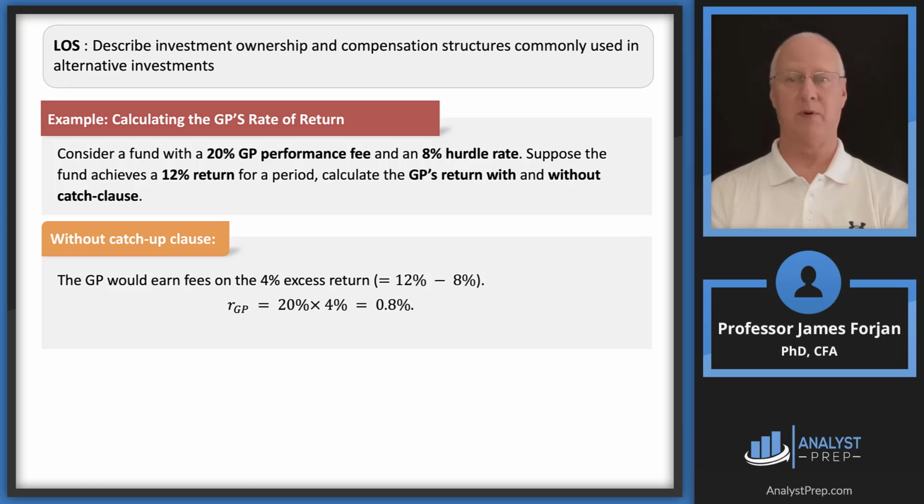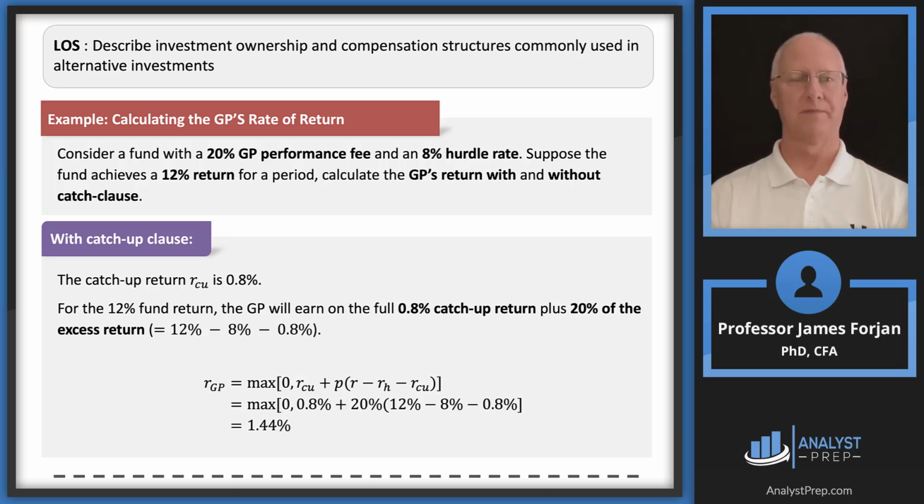Let's just do a quick example here. 20% performance fee, 8% hurdle rate. Suppose the fund receives a 12% return for the period. Let's do this return with and without the catch-up. We earn 12, there's the hurdle rate of 8, so 12 minus 8 is 4. 20% of 4 gives me 0.8. There's my fees. Suppose then there's this catch-up clause, suppose it's 0.8%. Let's just do the math down at the bottom, and there you get 1.44%.